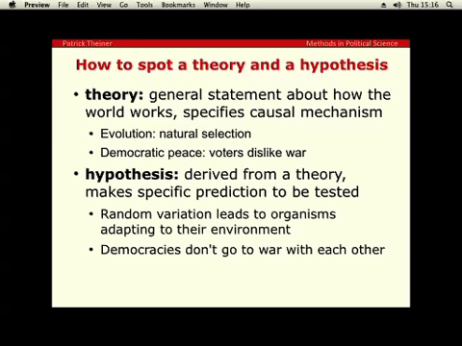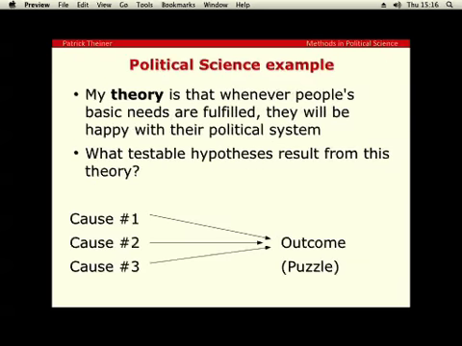Now, if the theory is the big house, then the hypotheses are the bricks, the building blocks that it consists of. You can think of a hypothesis as a one sentence statement that you can test, right? The one sentence, for example, for the democratic peace is that democracies don't normally go to war with each other. If someone says that to you, then you can go home, look at Wikipedia, and figure out if that's a true statement. So every theory has one or more hypotheses to it.